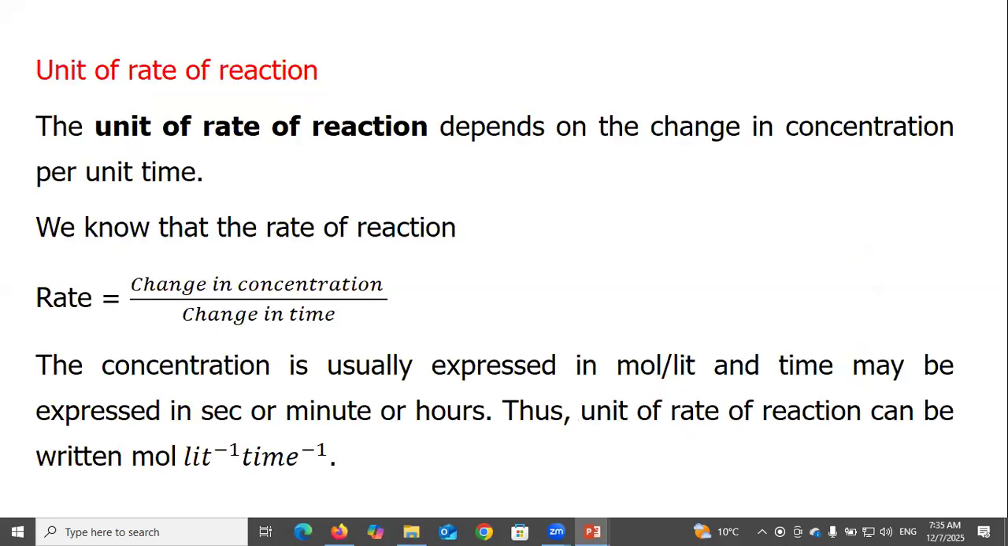Unit of rate. The unit of rate of reaction depends on the change in concentration per unit time. We know that rate of reaction equal to change in concentration over change in time. The concentration is usually expressed in mole per liter, and time may be expressed in seconds, minutes or hours. Thus, the unit of rate of reaction can be written as mole per liter per time.